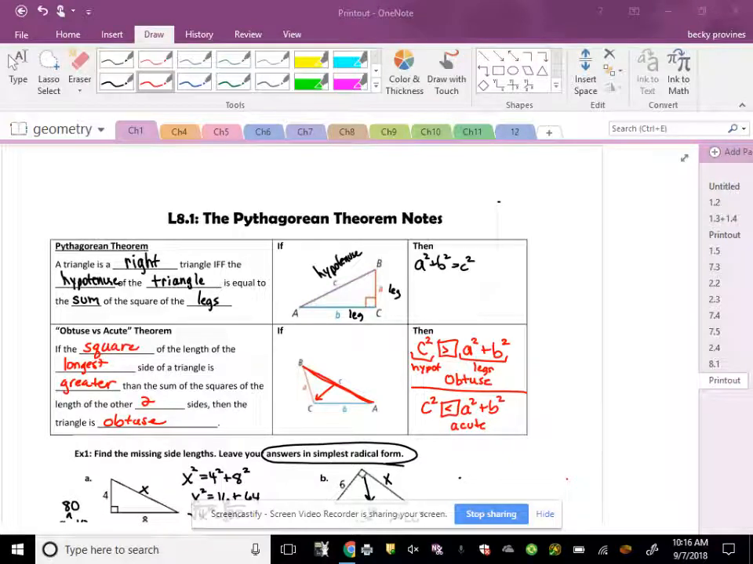Today we're going to go over lesson 8.1 over the Pythagorean theorem. So let's go ahead and begin by filling in some blanks.